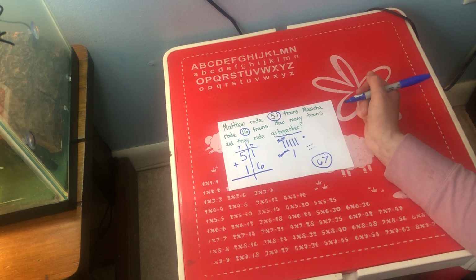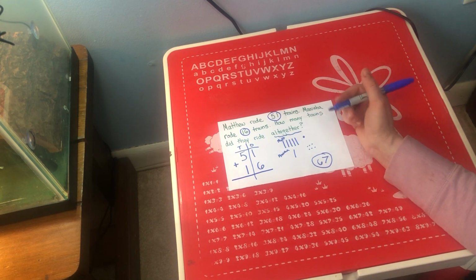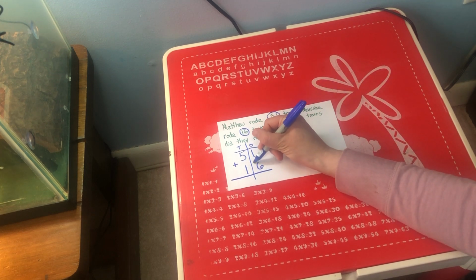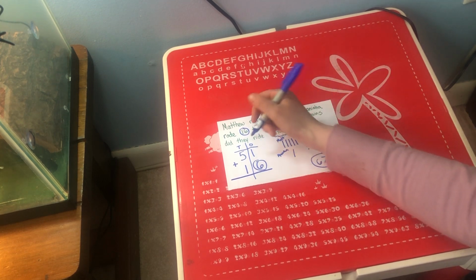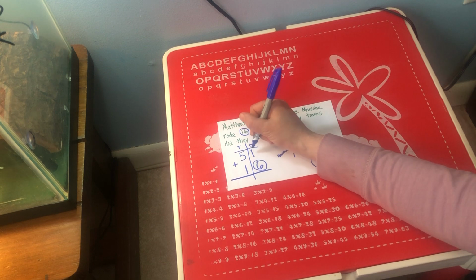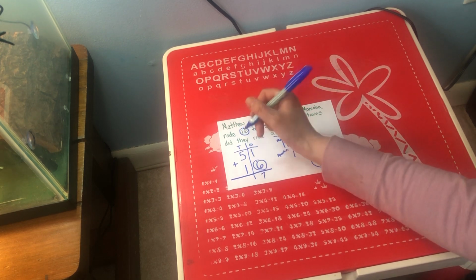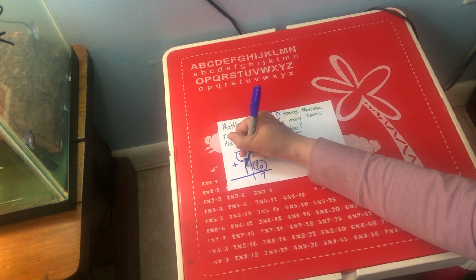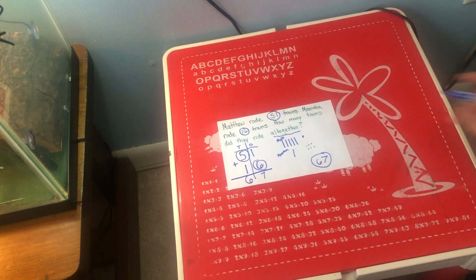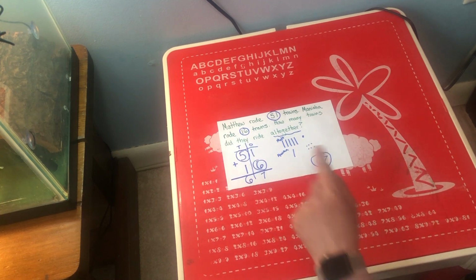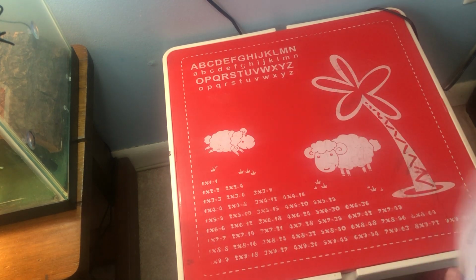Looks good. Now I'm going to check it using my shortcut. I'm going to circle my bigger number, 6, and count one more, 6, 7, and same thing here, 5, 6, 67. Okay? If you did that along with me, erase your board now. If not, get ready to do this one along with me.